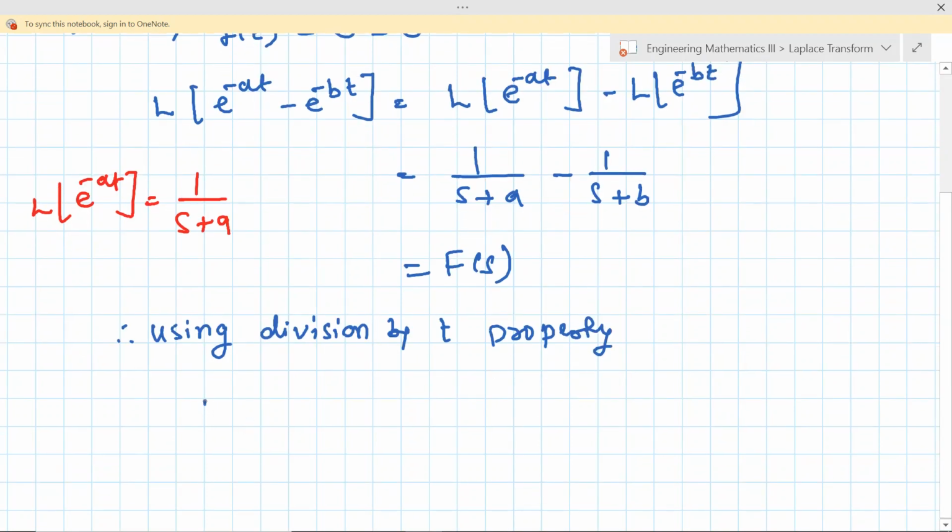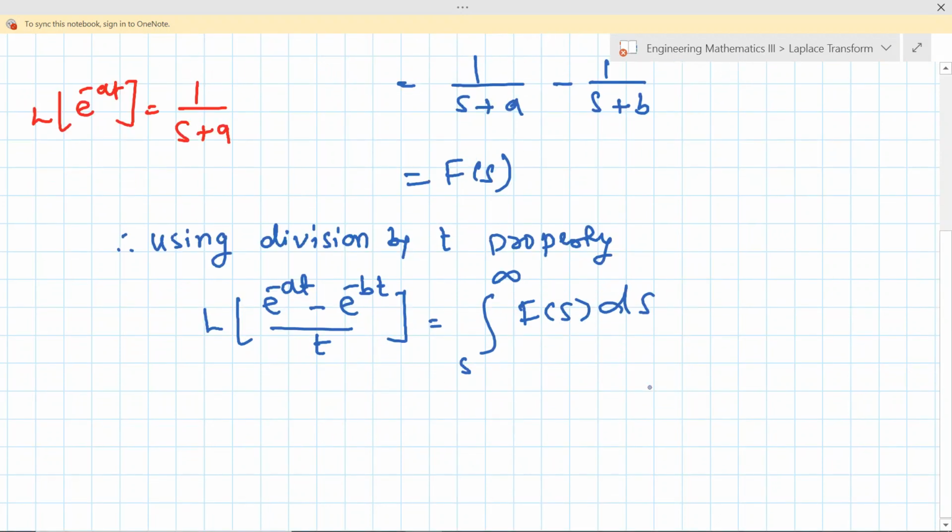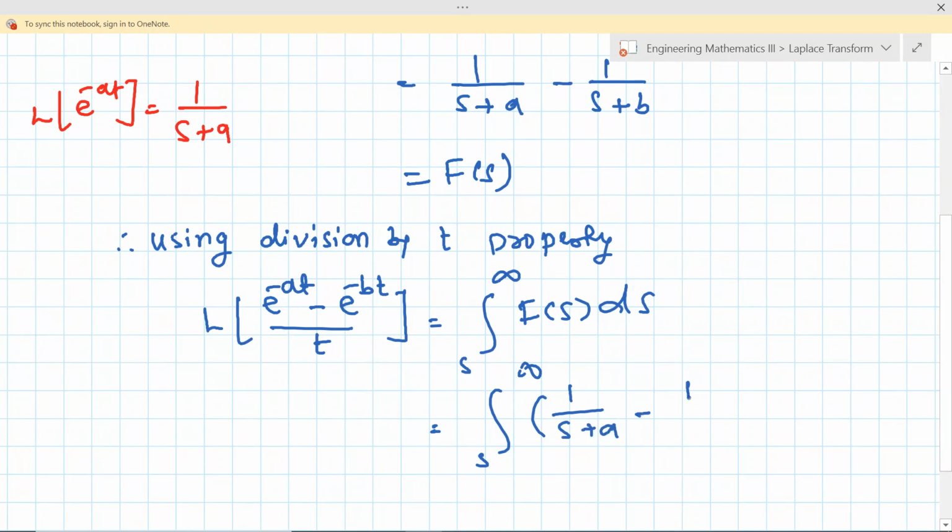What is Laplace of e raised to minus at minus e raised to minus bt divided by t? Only t is there, there is no power. If t square is there, we need to take the second integration also. But because the power of t is 1, we just take the first integration from s to infinity of f of s ds. What is f of s? That is from the equation in the above steps. From s to infinity, it is 1 upon s plus a minus 1 upon s plus b into ds.